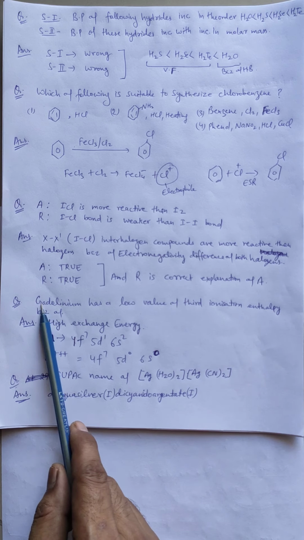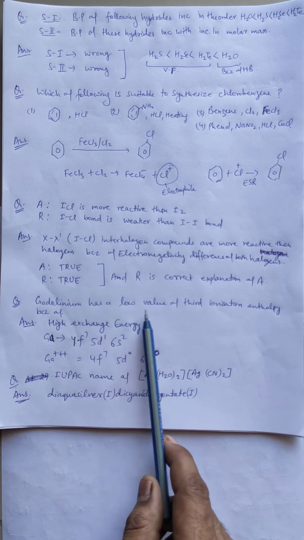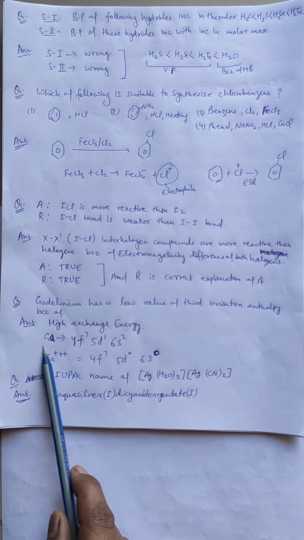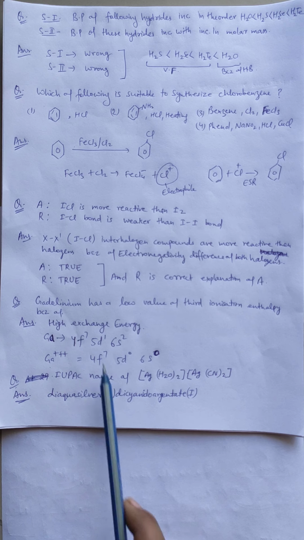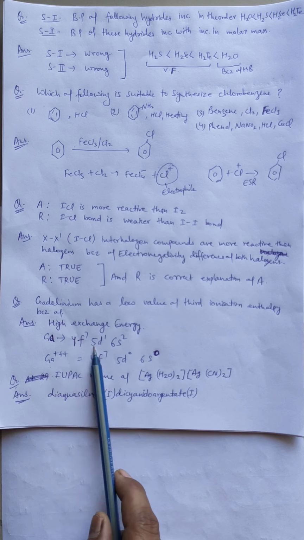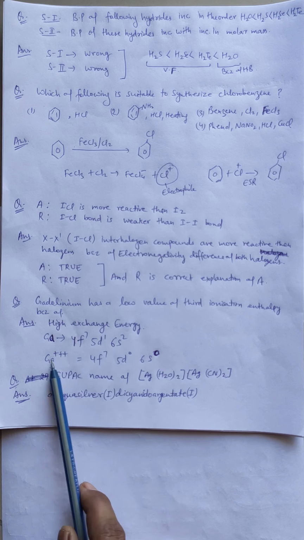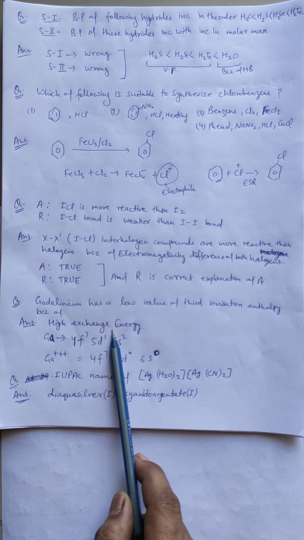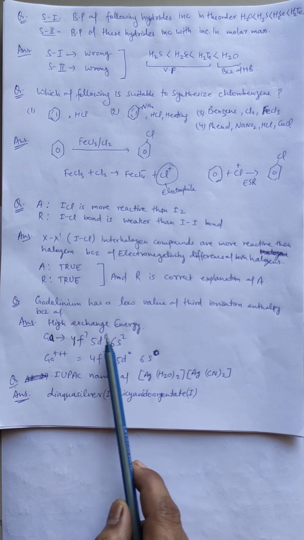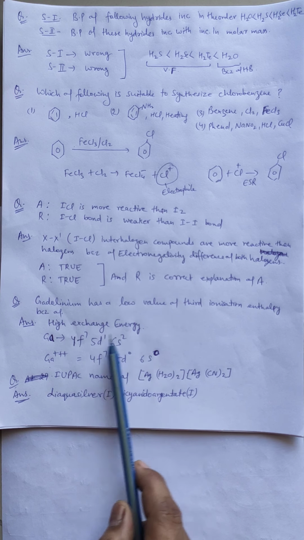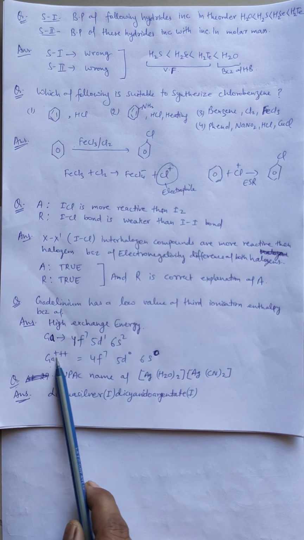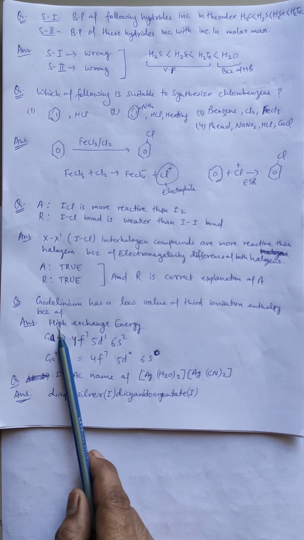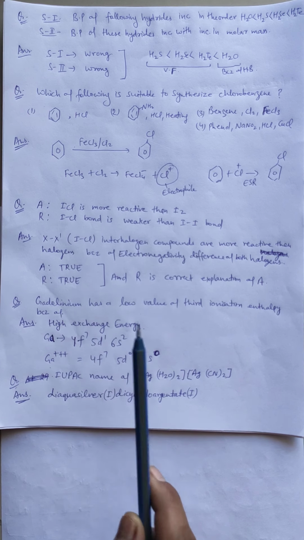Now the next is, gadolinium has a low value of third ionization enthalpy because of. If you see the electron configuration of gadolinium, 4f7 5d1 6s2. So if these 2 electrons from 6s and 1 electron from 5d are eliminated, it converts to Gd3 positive, right? So the correct answer is high exchange energy.